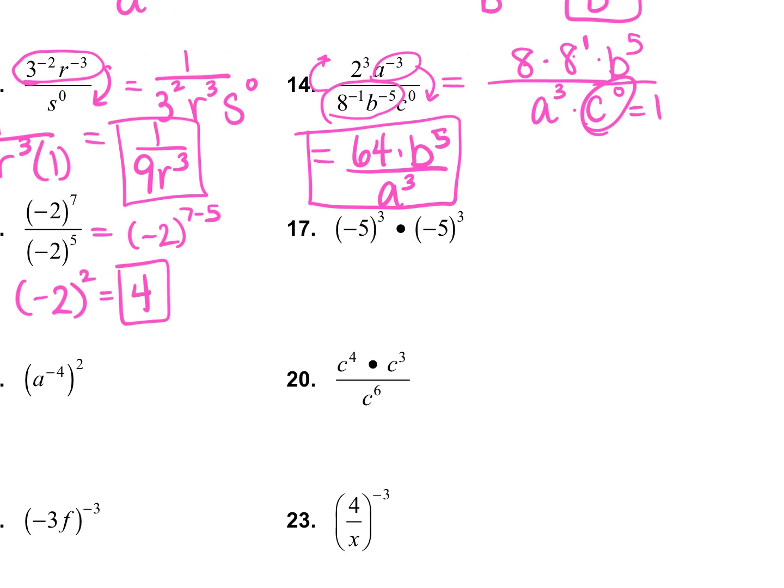Here we have our product rule there. We're going to have the same base, and then we add those exponents. 3 plus 3 is 6. So negative 5, we're going to get a positive there, right? Is 15,625.